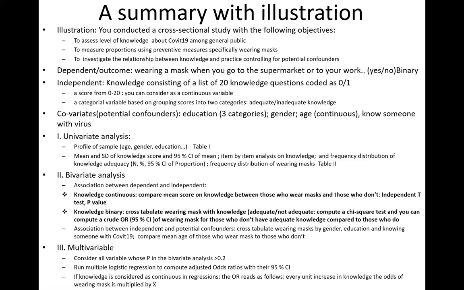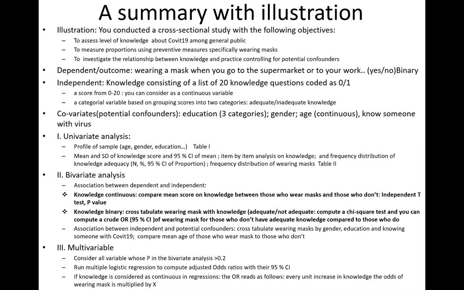The independent variable is knowledge, which consists of a list of 20 knowledge questions that are coded 0 and 1, and therefore we can have two types of variable: a continuous variable, which is a score from 0 to 20, and we can consider it as a continuous variable, and a categorical variable based on grouping the scores into two categories. You can decide on a cutoff and have adequate versus inadequate knowledge. The covariates or the potential confounders are education, three categories, gender, male, female, age, continuous, and if you know someone with COVID-19.